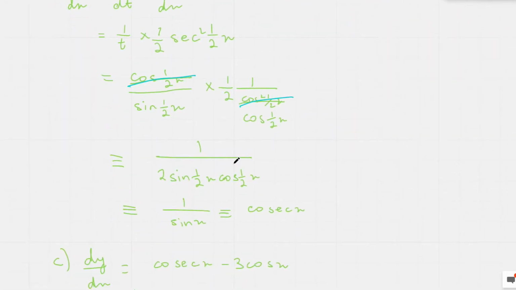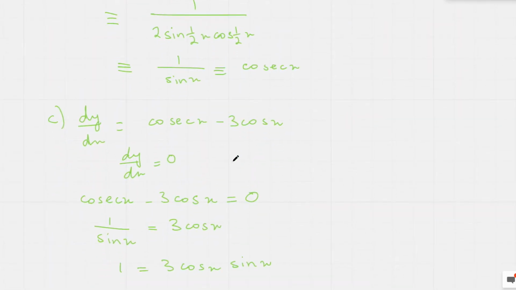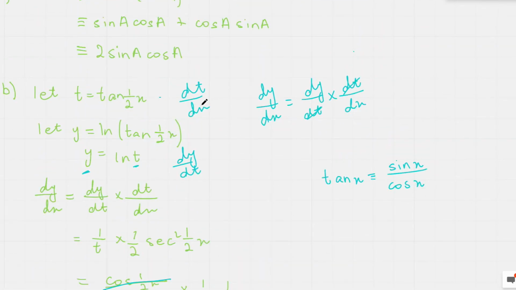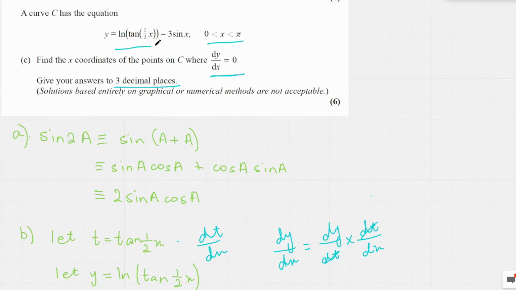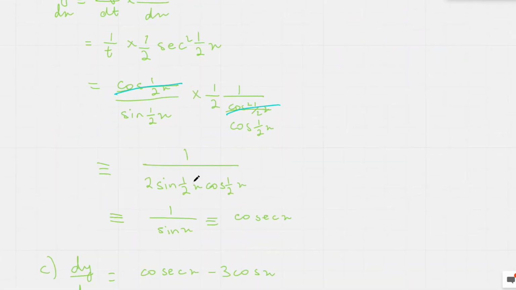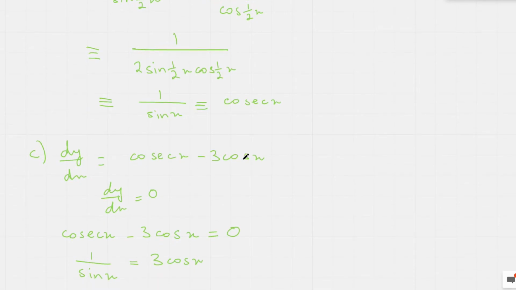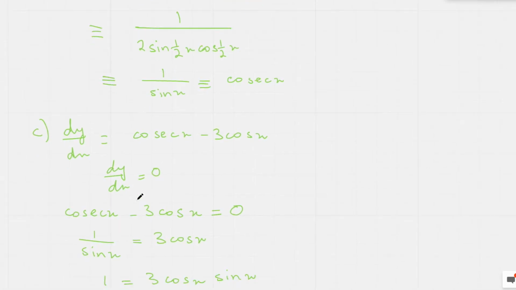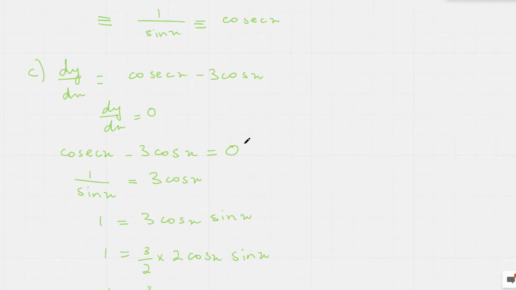Okay, so let's see. So dy over dx is cosec x minus 3 cos x. Because the derivative of the first part, which we found in part B, is cosec x, and the derivative of 3 sine x is 3 cos x. So that's what I've written here. It's cosec x minus 3 cos x. Now dy over dx is 0, which means that cosec x minus 3 cos x is 0.